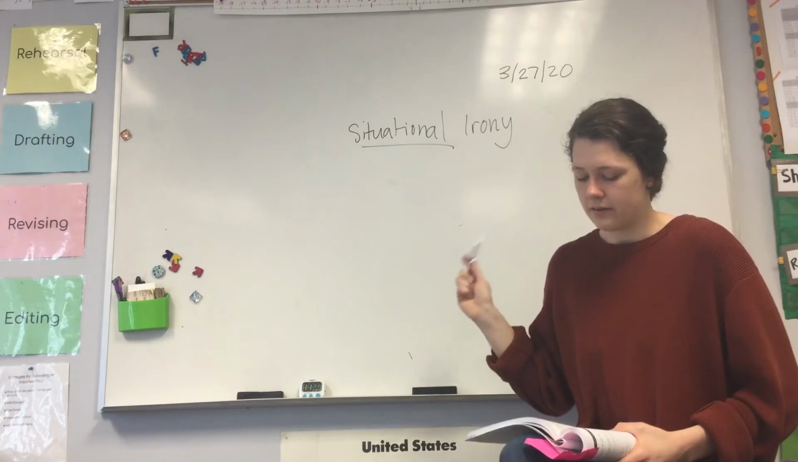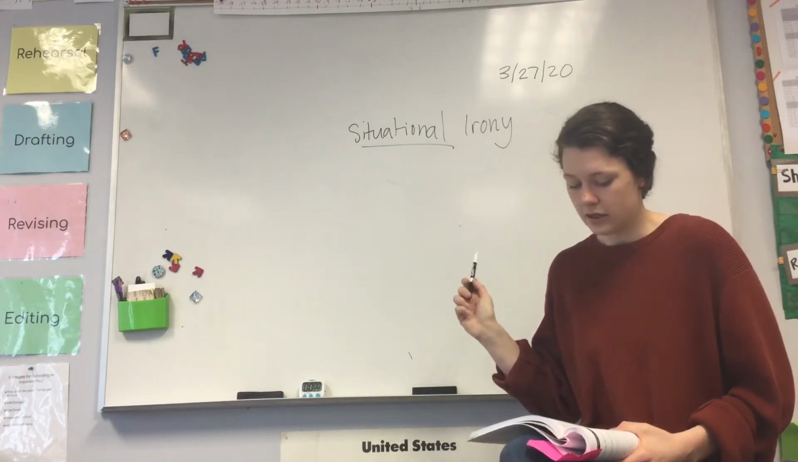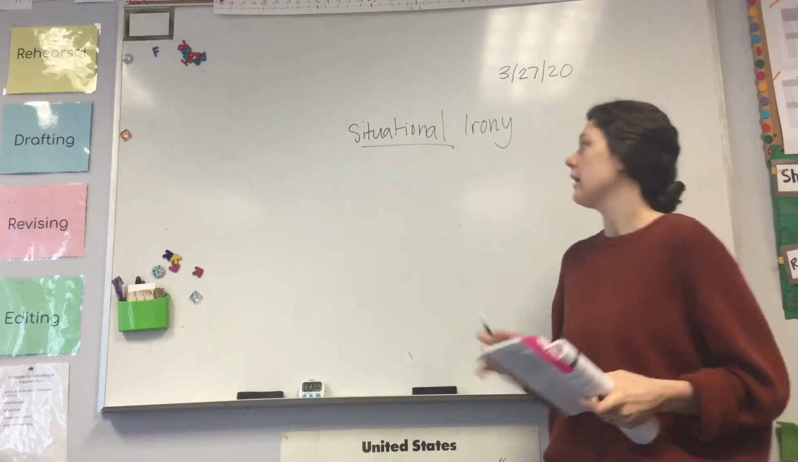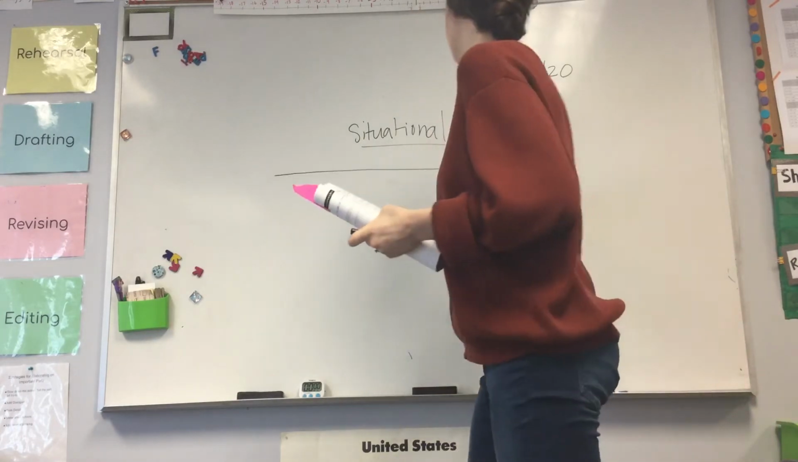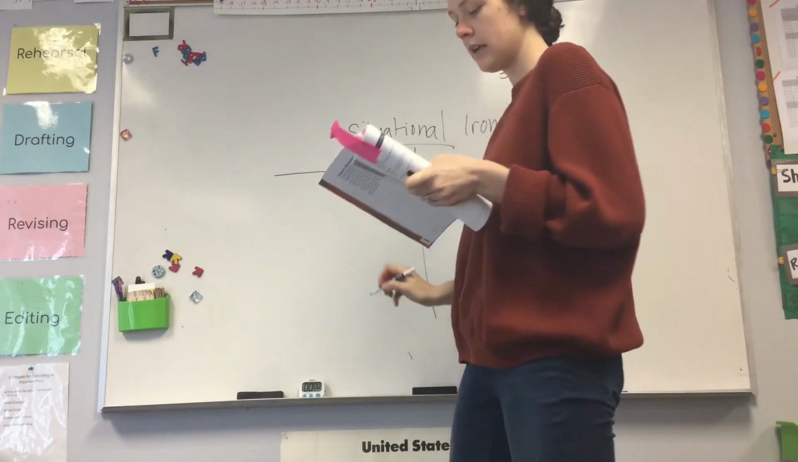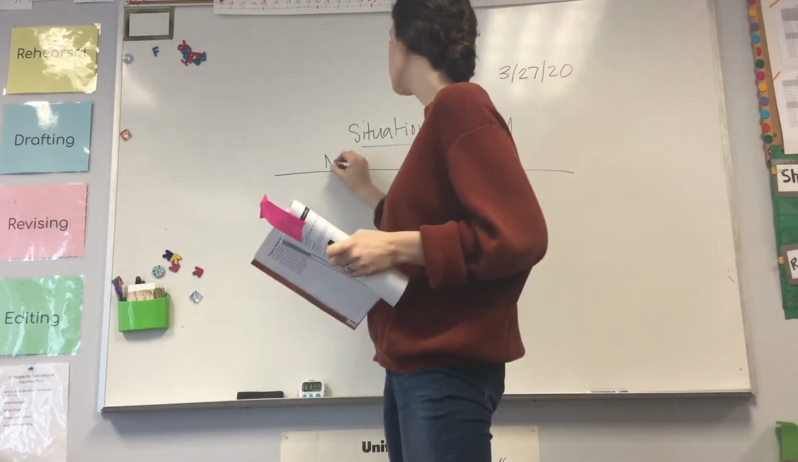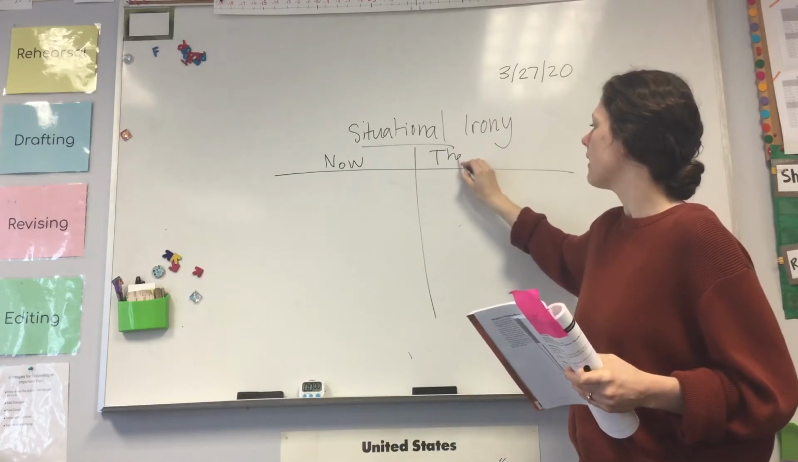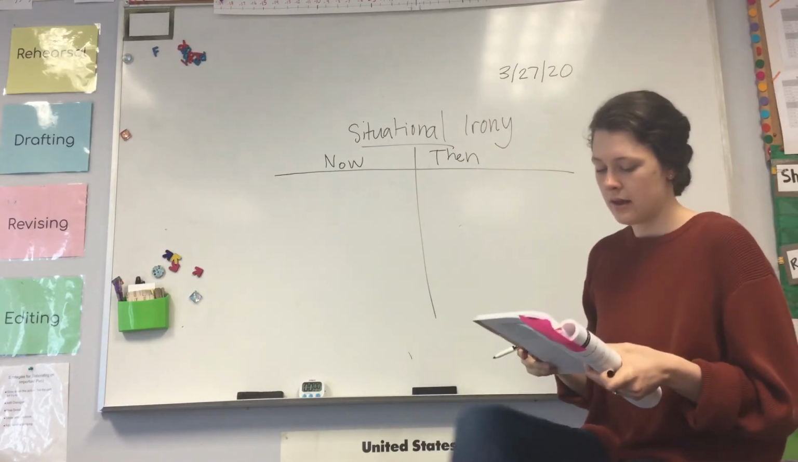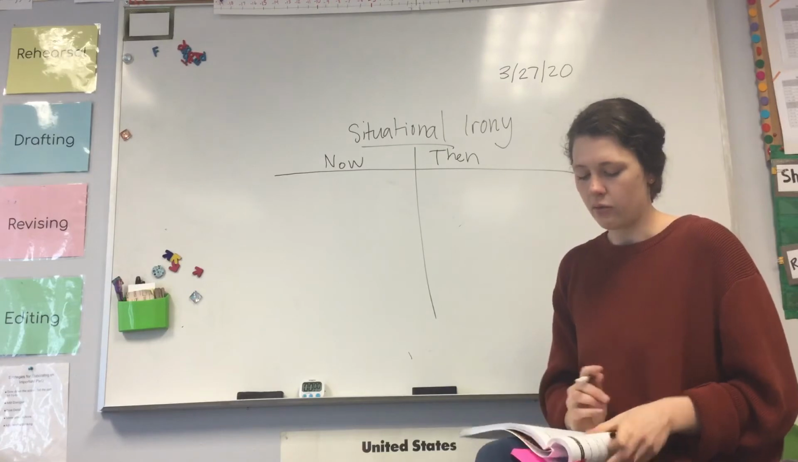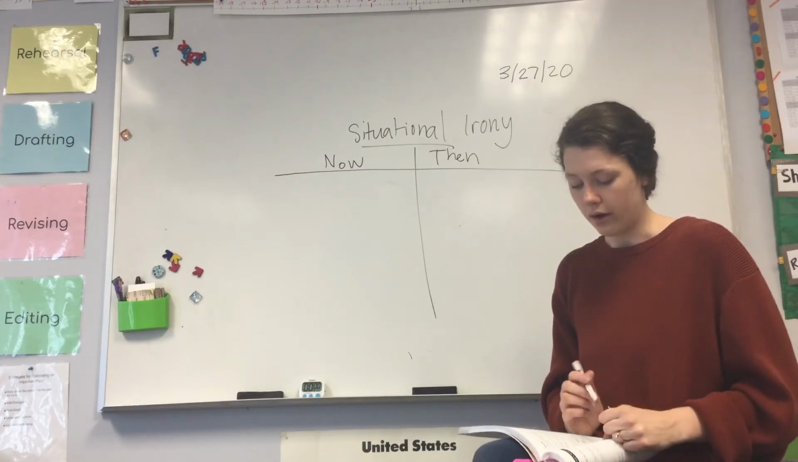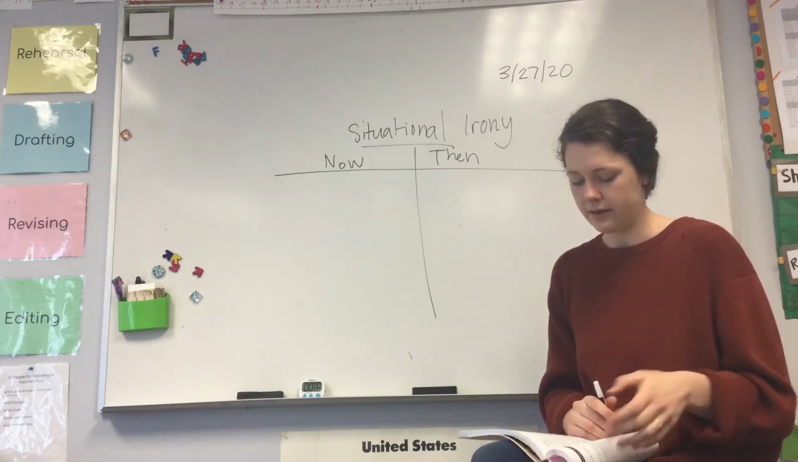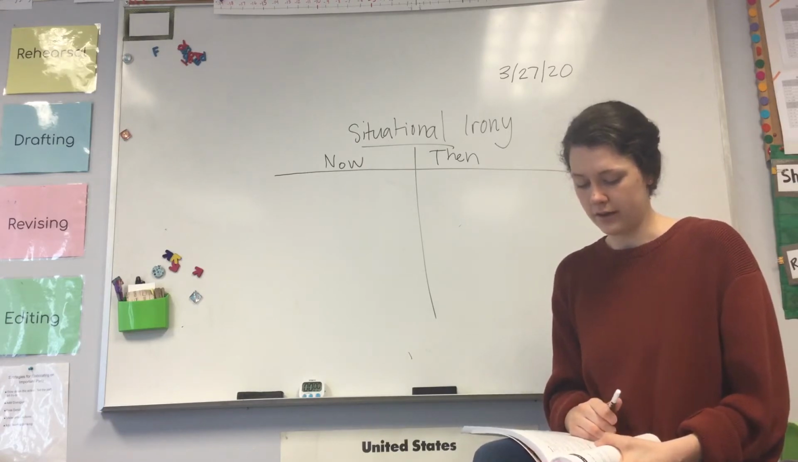So you should have situational irony at the top of your page, and below this title we're going to draw a T chart. And on the left side of the T chart, I'm going to have you write now. And then on the other side, I'm going to have you write then. And as we compare what Esperanza's life was like before her father's death to what her life was like after, you're going to copy down the information into your own reader's notebooks at home.